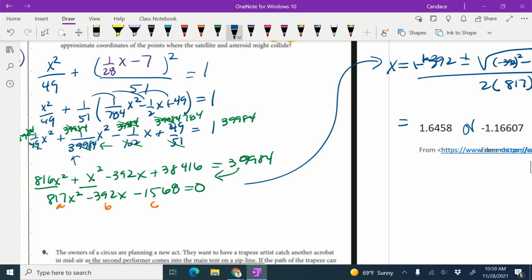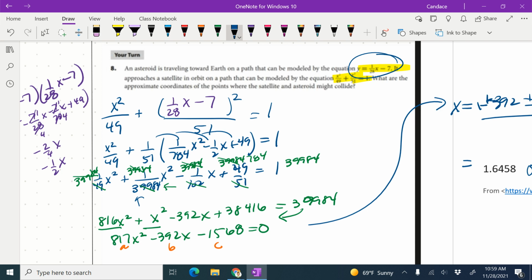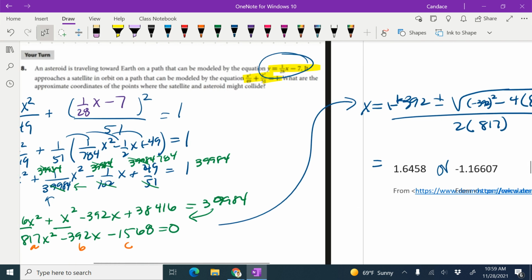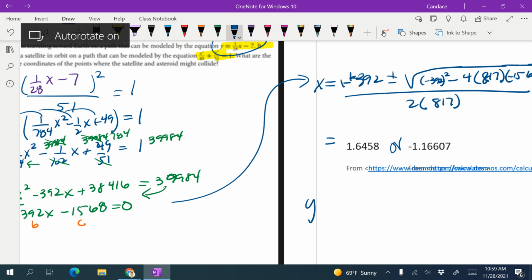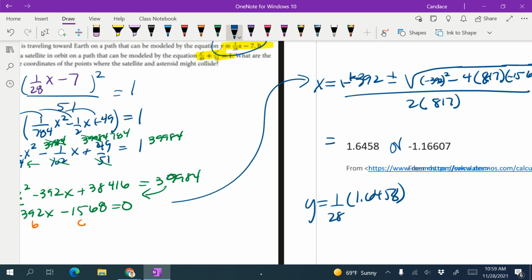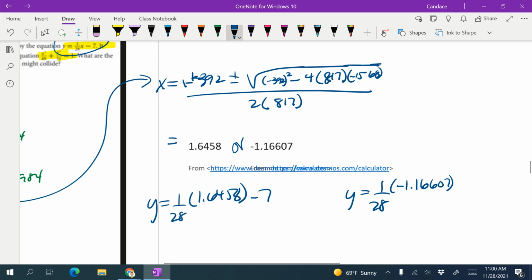Now I need to take those and substitute them back into, I would probably go into this equation right here. So I would do into Desmos again, y equals 1 over 28 times 1.6458 minus 7, and y equals 1 over 28 times negative 1.166. I know I'm carrying a lot of decimals there. It's kind of a habit from calculus.